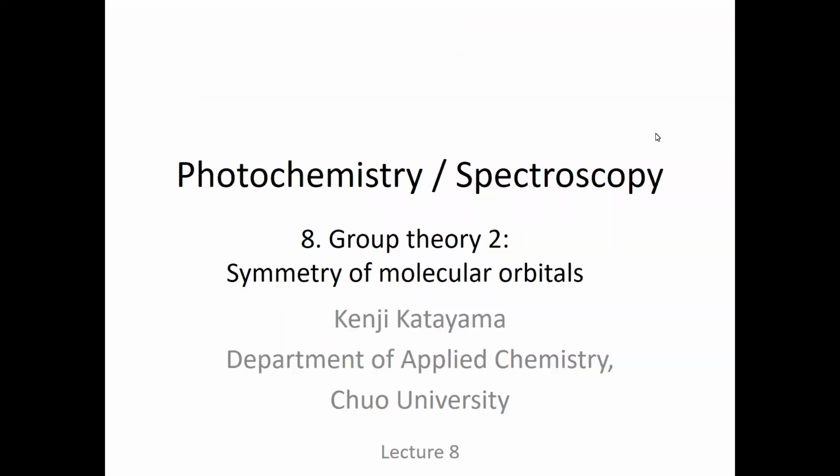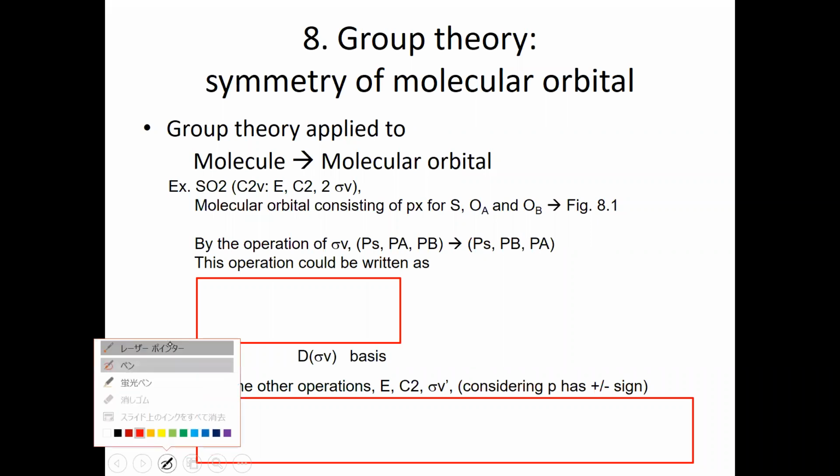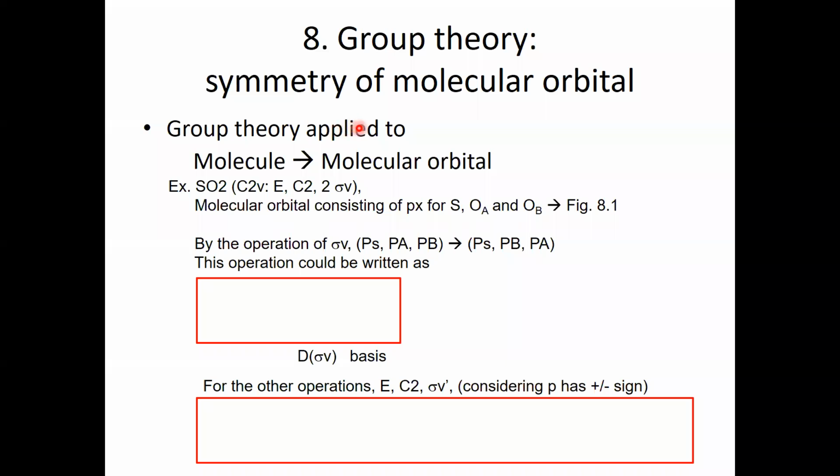In the previous lecture, we introduced group theory to categorize the molecules. In the next step, we are going to categorize not only the molecules themselves, but also molecular orbitals by using group theory. So as I mentioned, group theory was applied to molecules in the previous lecture, to understand the symmetry of molecules, but in this lecture, it is extended to molecular orbitals too.